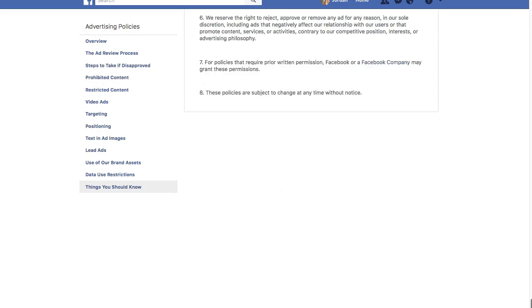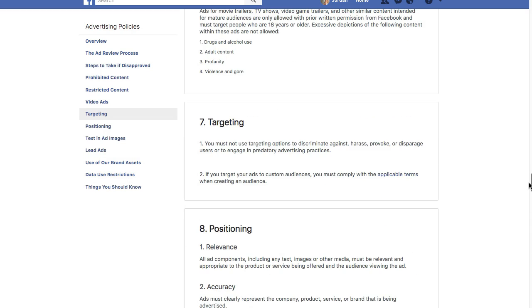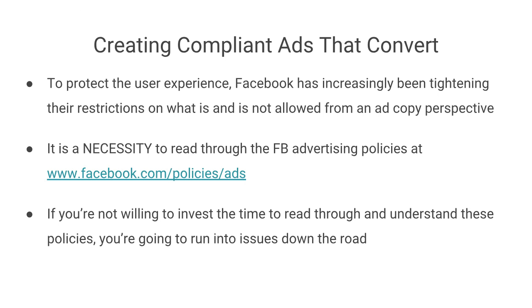Again, it's just a requirement to play in this game. You need to read through all of this and understand all of it, because at the end of the day, not understanding this is not an excuse, and you're accountable for the results that you get for yourself and your clients. So read this. You need to do it. And if you're not willing to invest the time to read through and understand those policies, you're going to run into issues down the road.